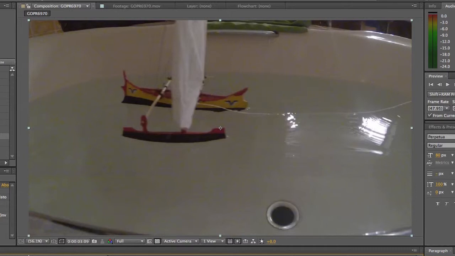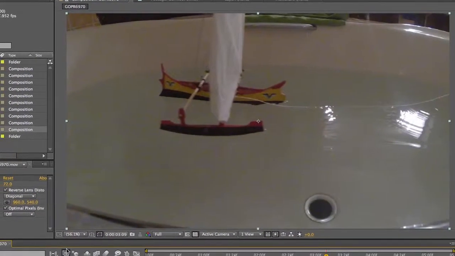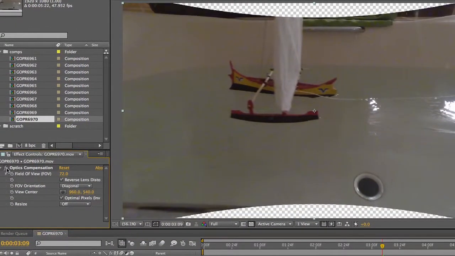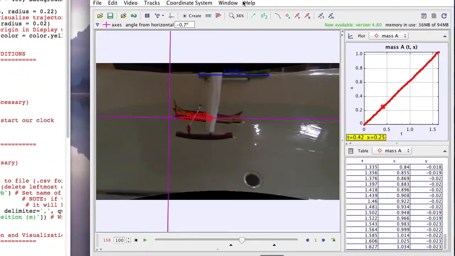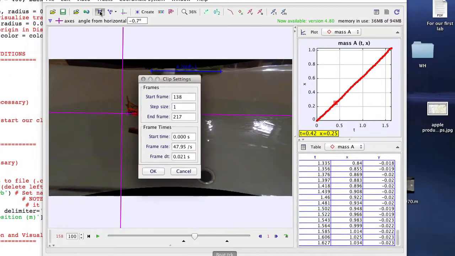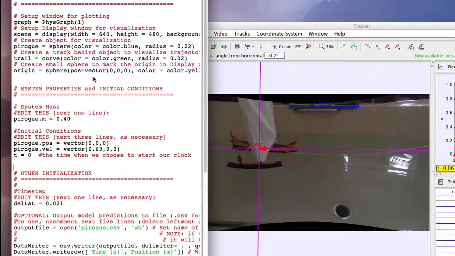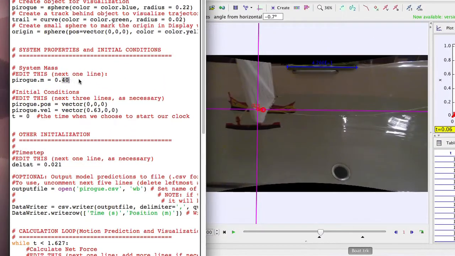Anyway, I was using a GoPro Hero 3 camera, which was running at 48 frames per second, and pulled the pirogue through the water. Because GoPro cameras have a wide-angle lens, I applied a filter in After Effects to make up for the distortion. After this, I brought the video into Tracker and confirmed that it was running at 47.95 frames per second. Modeling the movement in Python, I set the pirogue's mass to 0.4 kilograms. This mass is an estimation.